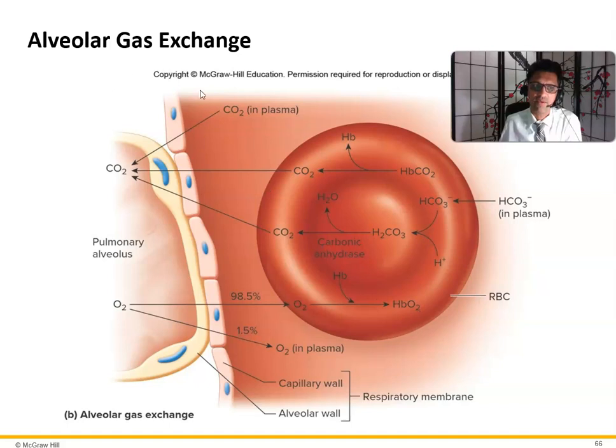And then in the alveolar exchange, we've got the CO2 that's in the plasma, that's going to go through. Then we've got the CO2 from the hemoglobin, and then we're going to meet up with bicarbonate, hydrogen, and then H2CO3, and then we're going to release the CO2 and the water at the same time. Okay.